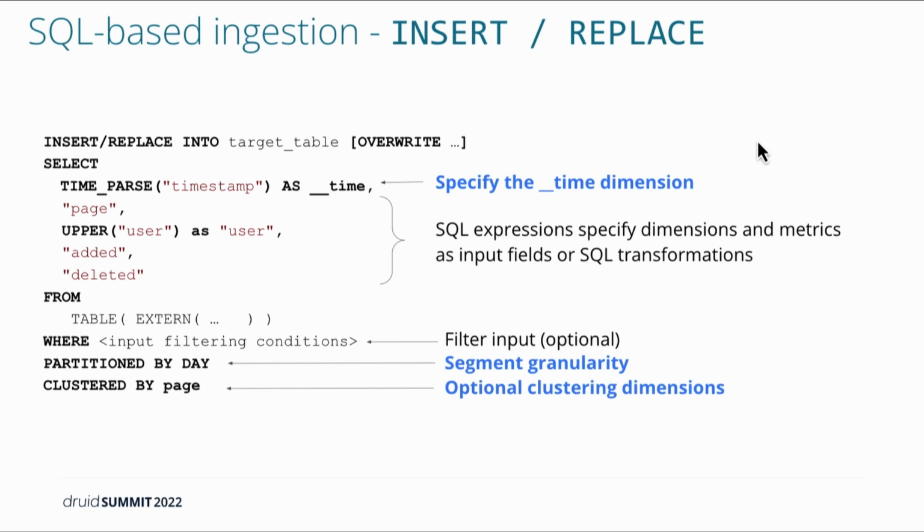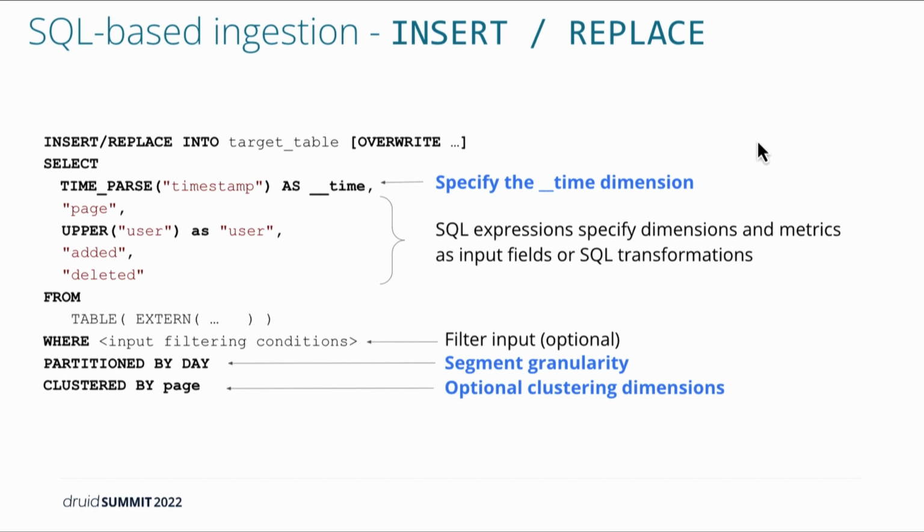So the SQL statement. This is an example INSERT or REPLACE, again, INSERT for appends, REPLACE for overwrites, into a target table, followed by the SELECT. Now, the SELECT needs to contain a few things. First of all, it needs to specify the time dimension, and that should be specified as __time. This indicates to Druid that that is the primary time that it's going to organize data on.